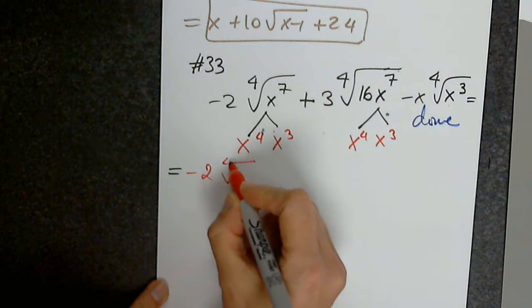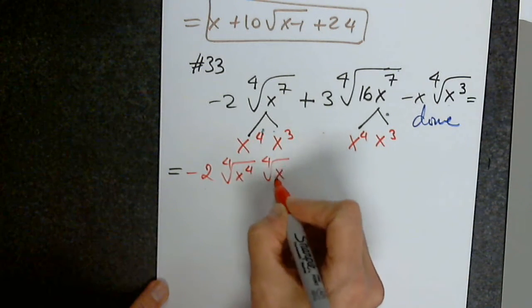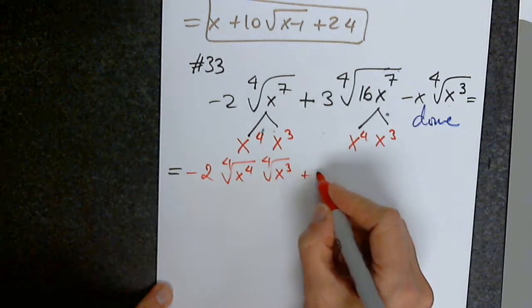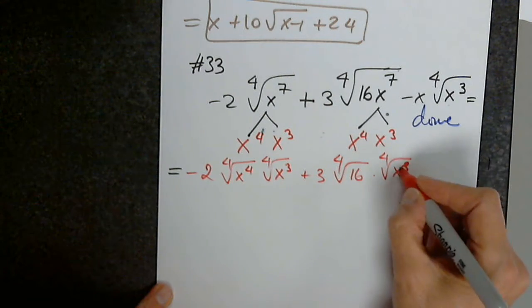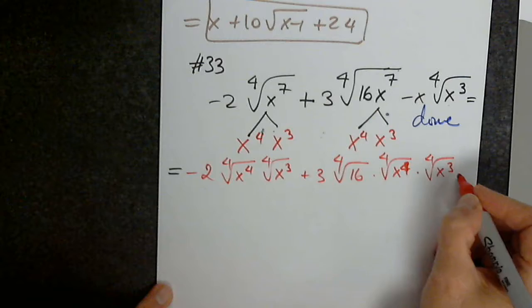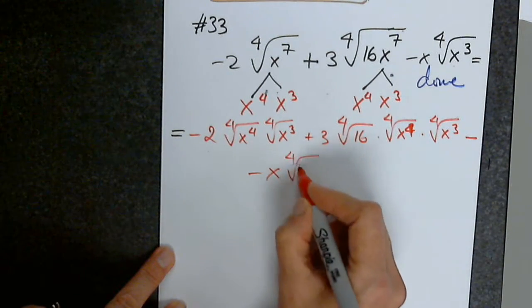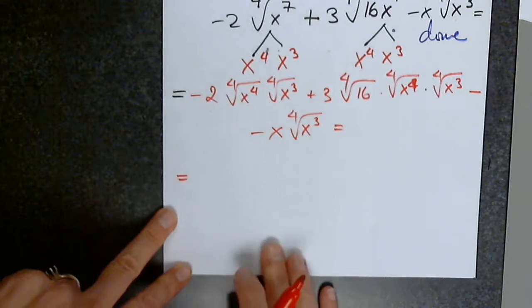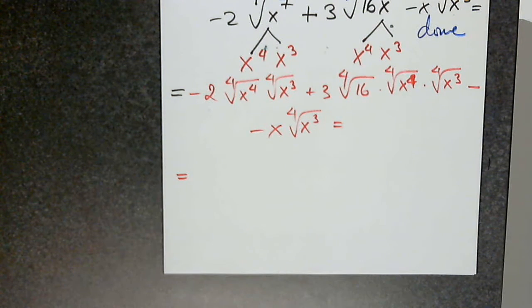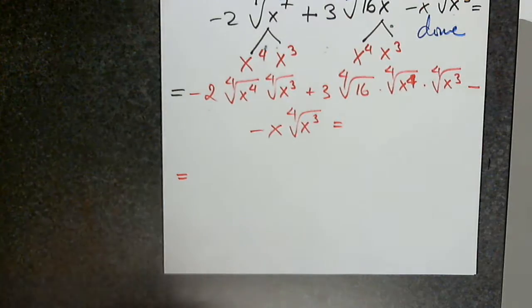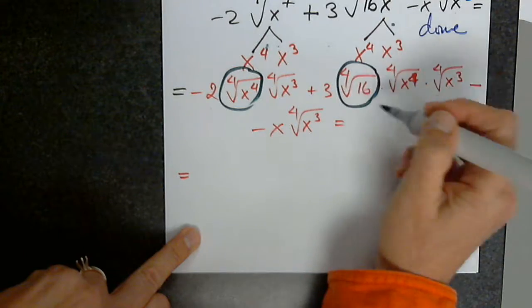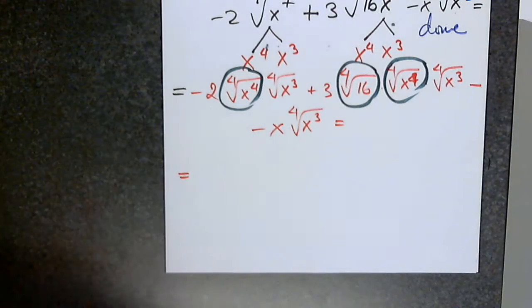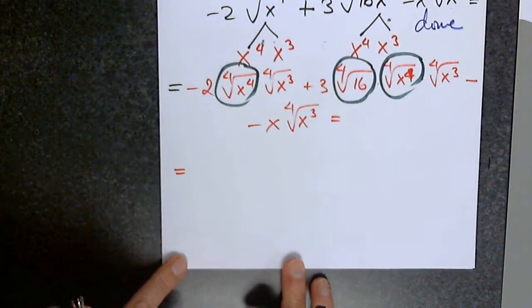As negative 2, the 4th root of x to the 4th, and the 4th root of x to the 3rd, plus 3, the 4th root of 16, the 4th root of x to the 4th, times the 4th root of x to the 3rd, and finally minus x, the 4th root of x to the 3rd. Okay, so now this will come out of the radical. This will come out, this will come out. So how do I simplify the first radical? What is the simplified form of the first one?